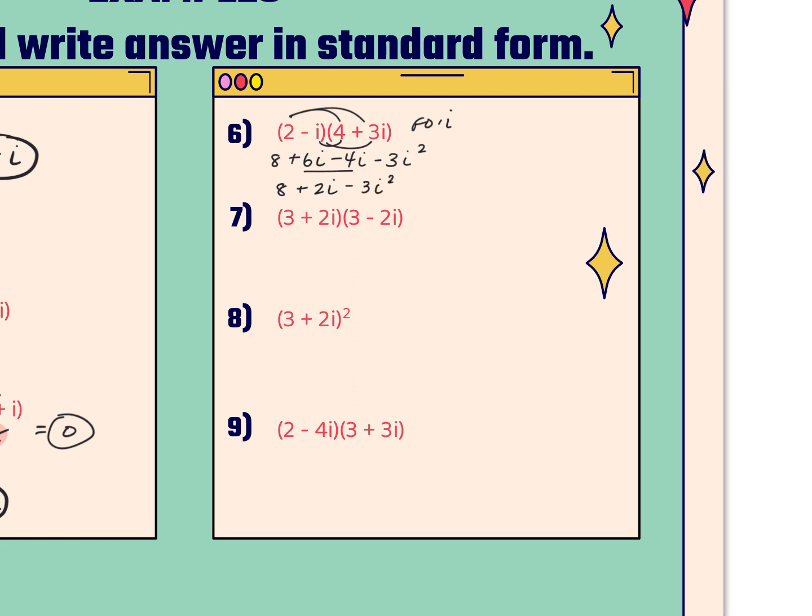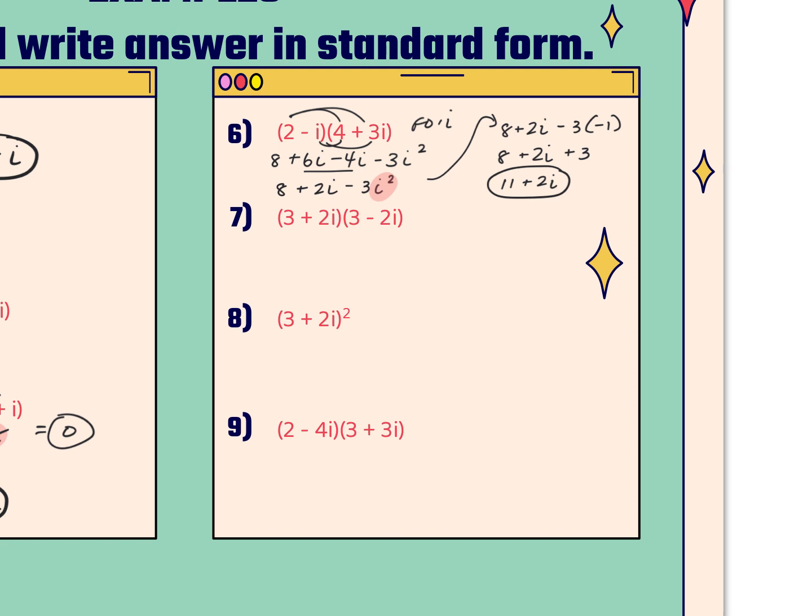Now here is where it changes. This is what's different, because we know that i squared is equal to negative 1. And so this is really 8 plus 2i minus 3 times negative 1. So 8 plus 2i plus 3, and 8 plus 3 is 11 plus 2i. And that's the final answer.